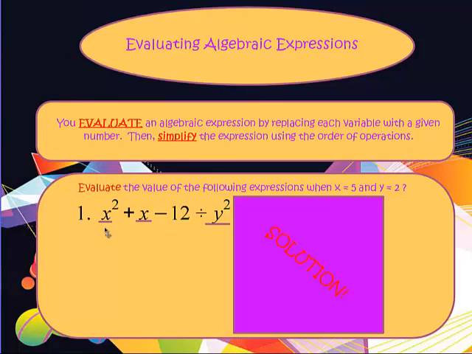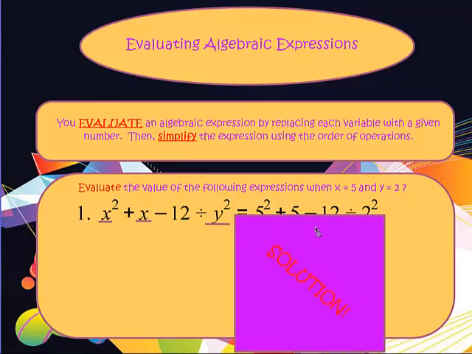So when I look at this algebraic expression, I notice that there's x's and there's y's. So what I want to do first is replace the x's with the number 5 and replace the y's with the number 2. So here they are. Where I had x squared, I now have 5 squared. Where I had just x, I have just 5. Nothing happened with this 12. And this divided by y squared now says divided by 2 squared, because y was 2.